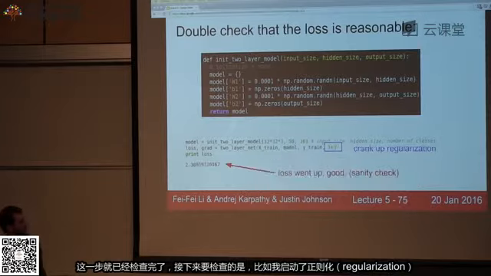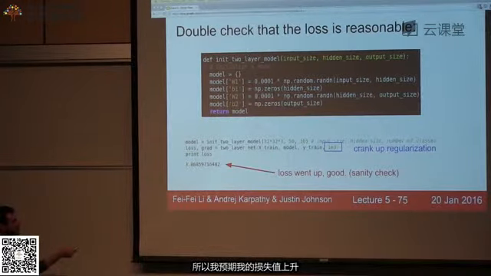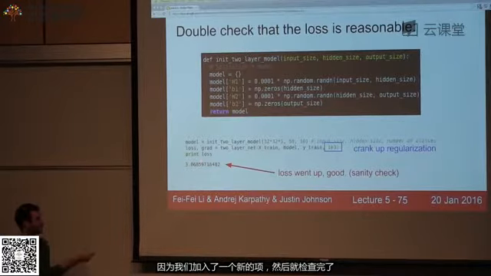So that checks out. The next thing I might check is that I crank up the regularization, and I of course expect my loss to go up, because now we have this additional term in the objective. And so that checks out.